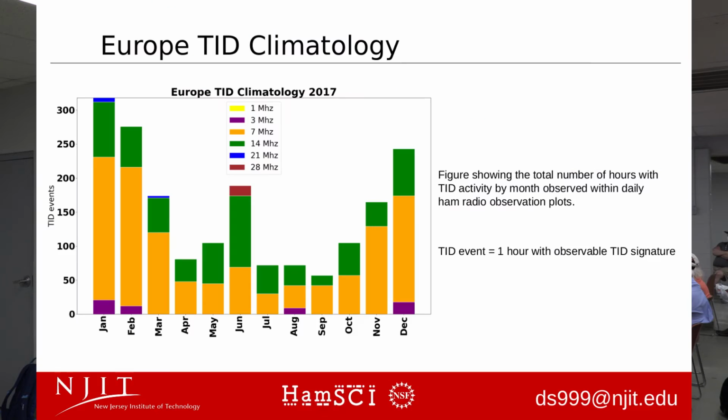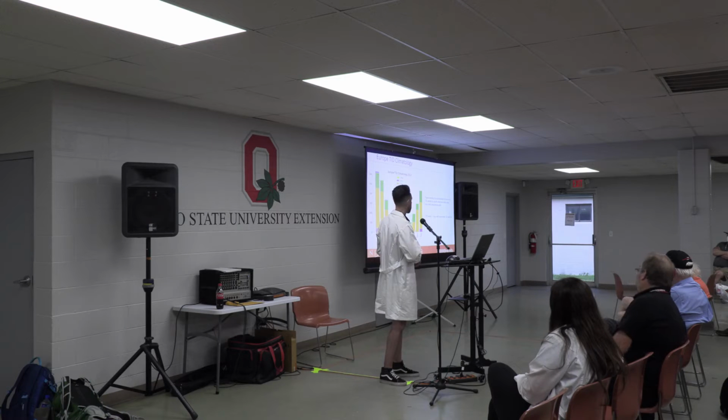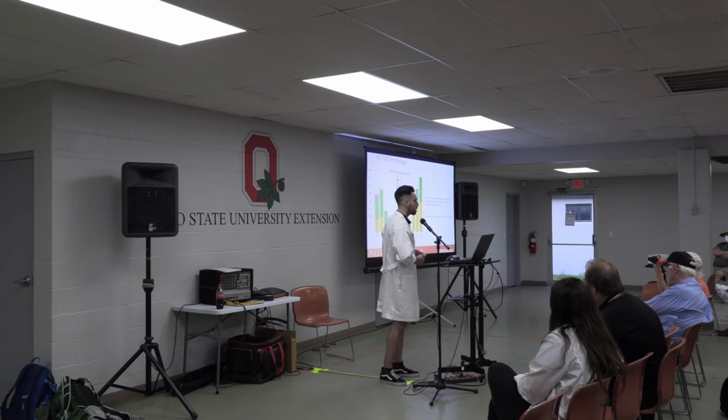So initial results that I have for the year 2017, I observed a lot more TID activity during the winter months as opposed to the summer months, with a slight enhancement in the month of June. We still don't quite understand why that enhancement in June, but for the most part, much more activity during the winter months. This here is for Europe, and then I went ahead and did it for the US as well, and again, very similar results, much more TID activity during the winter months.